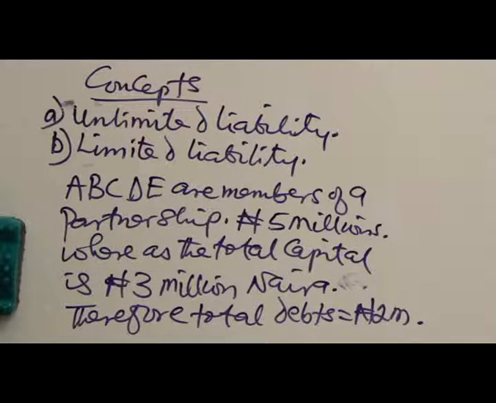That is why we are saying that in the case of unlimited liability, should the business collapse, shareholders will lose their capital and also probably sell their personal property to pay for the debt. But in the case of limited liability, shareholders will only lose their capital, but not together with their personal property.